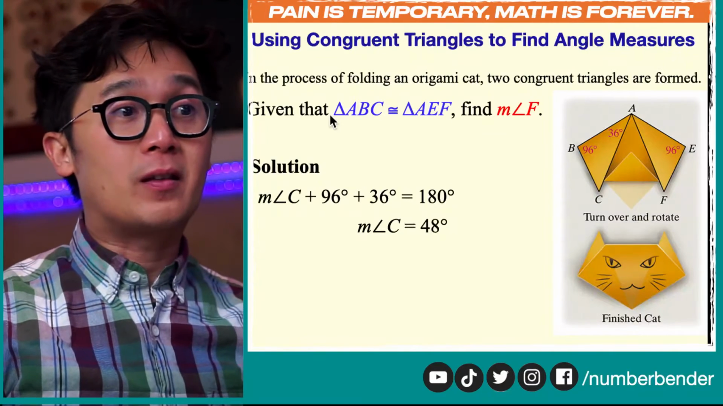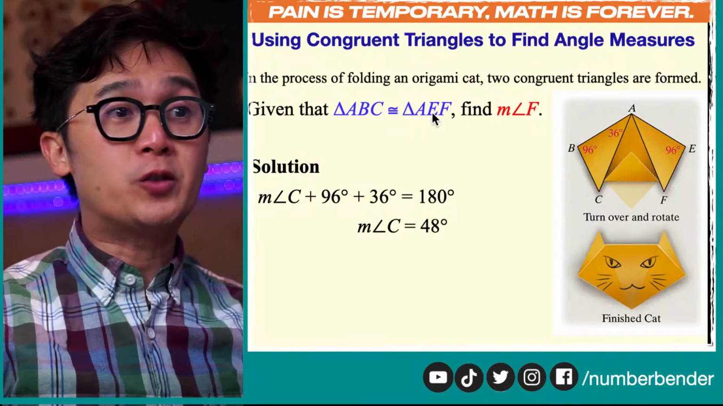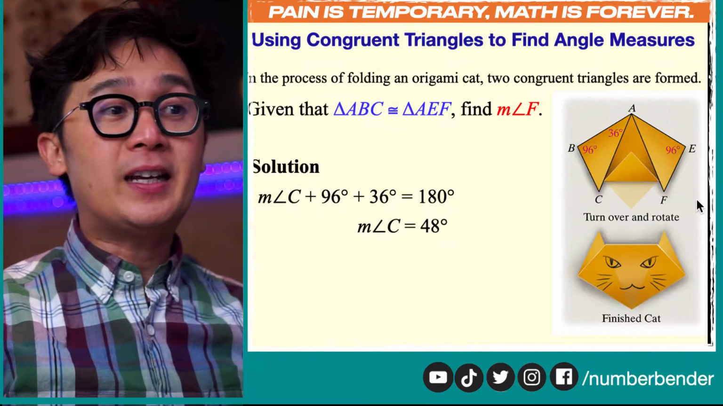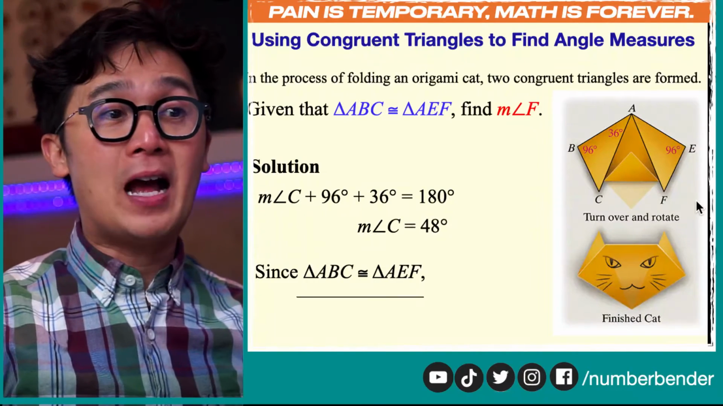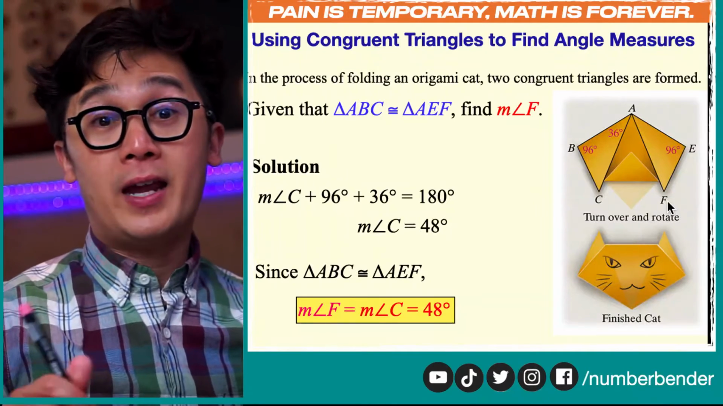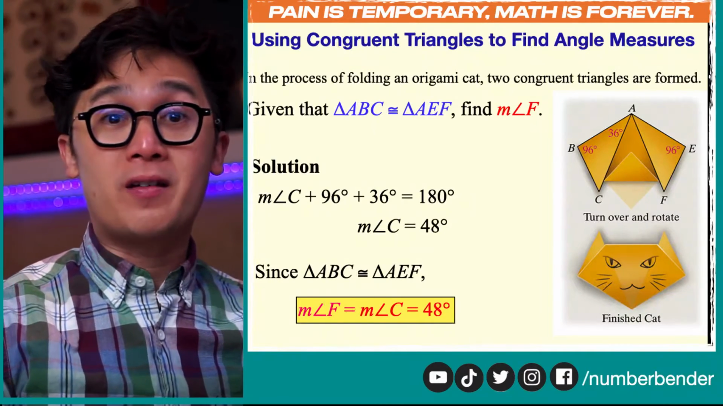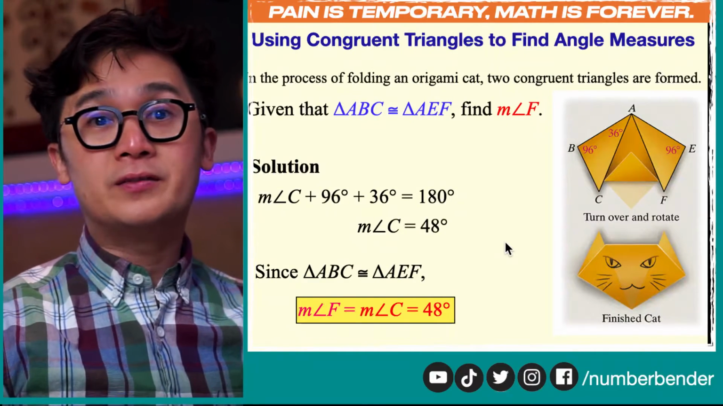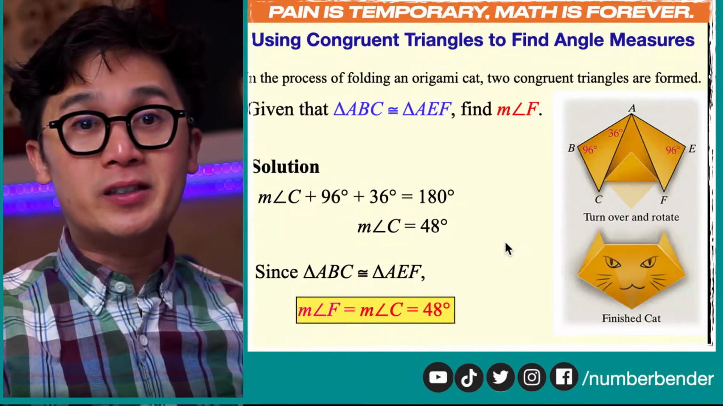So now that we're able to find the value of angle C, which is 48 degrees, and we know that ABC is congruent to AEF, C and F should have the same value, so we'll have 48 degrees for the measurement of angle F. And that is how we look for the missing parts of any corresponding triangles using our theorem.